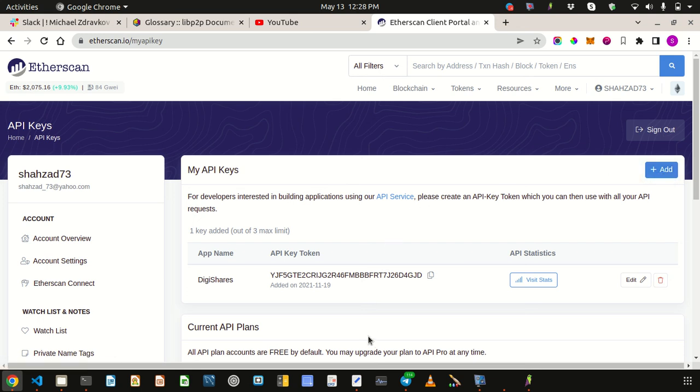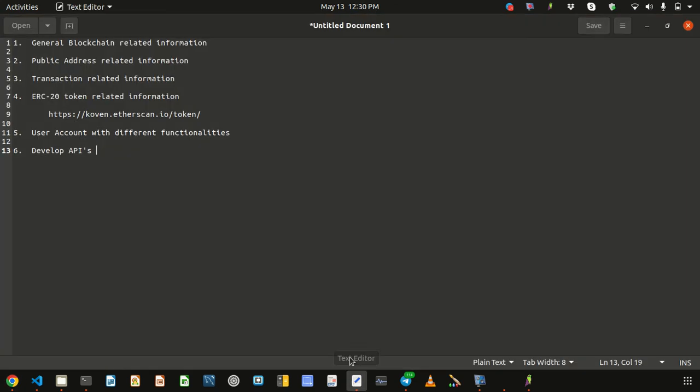You can have any number of API keys, and these are the API keys you will use in your software or web application to connect it with the Etherscan platform. All right, so that's it for now. You can see that we covered many functionalities that you can access through the Etherscan platform.